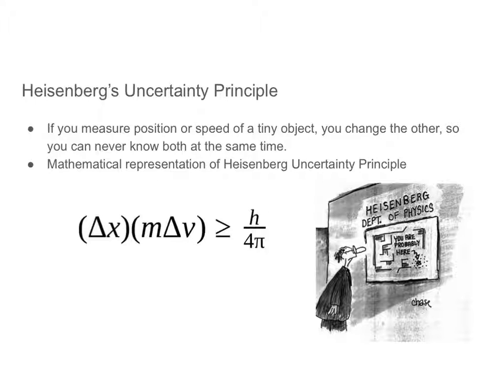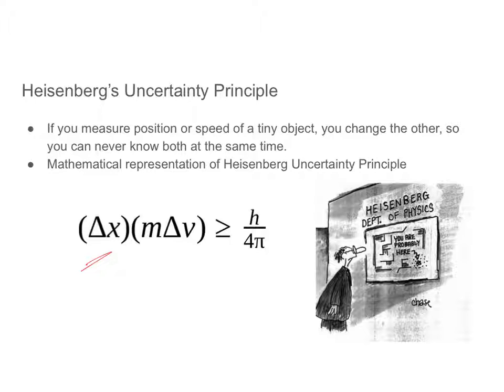In terms of AP chemistry, you're not going to do a lot with the Heisenberg uncertainty principle formula. I'm just showing you this formula just because you will probably see it or it'll be referred to, but we're not going to do a lot of math with it. Basically, it's talking about change in position times the mass times change in velocity is greater than or equal to Planck's constant divided by 4 pi.